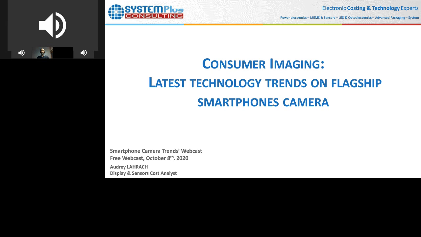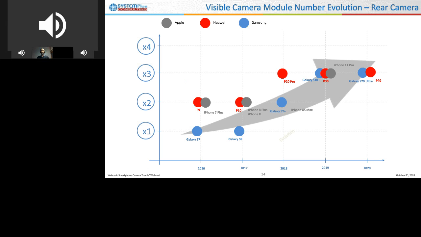Let's start. First of all, I want to present this little graph where we can see the number of visible camera modules in each smartphone since 2016 for the 3 main OEMs: Apple, Huawei, and Samsung. I selected the best-selling series for each OEM: P series for Huawei, iPhone for Apple, and Galaxy for Samsung. As we can see, there is an increase in the camera numbers.